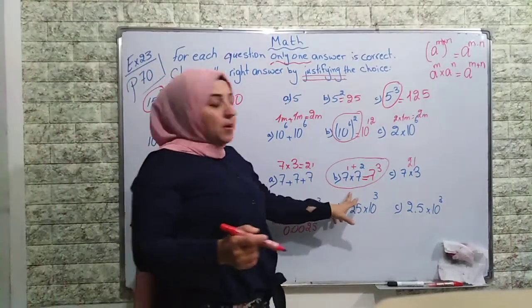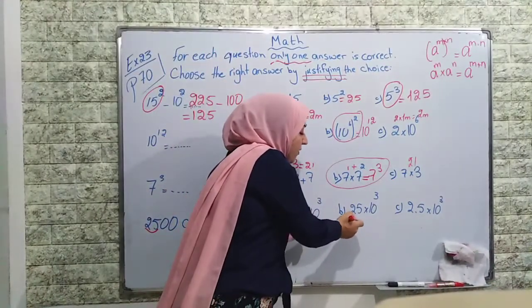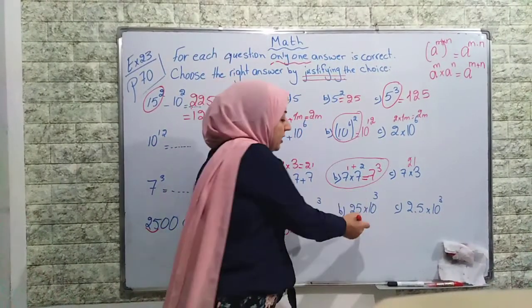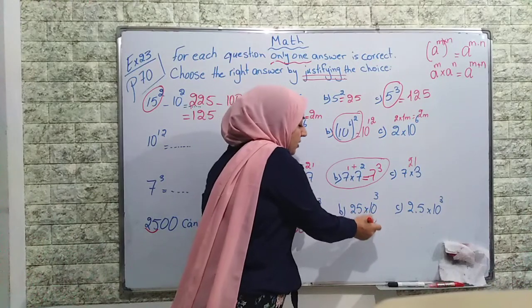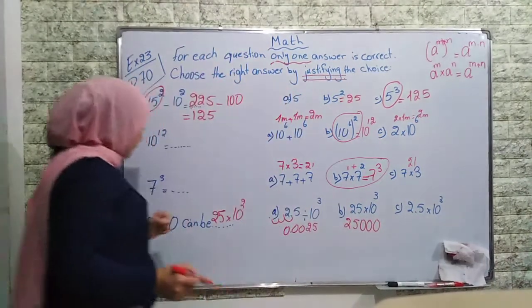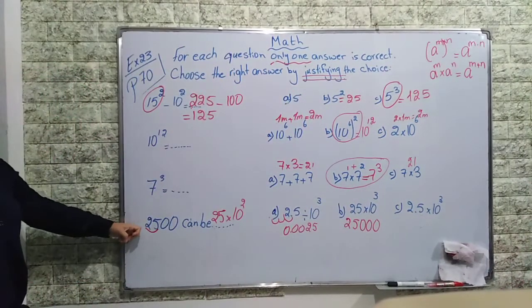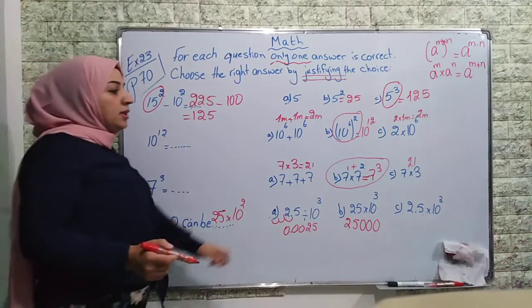25 times 10 to the power 3. It's 25. 10 to the power 3, it has 3 zeros next to it, right? Again, it's not our answer. Let's find the third one.